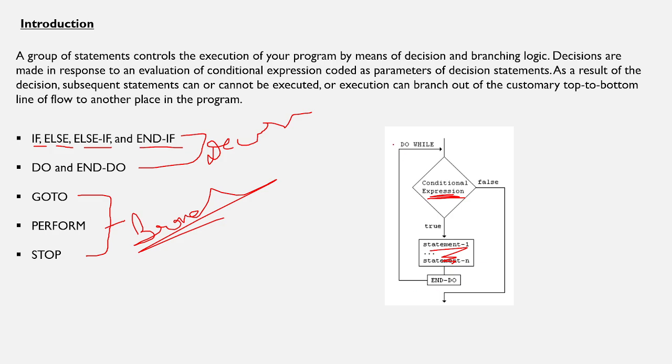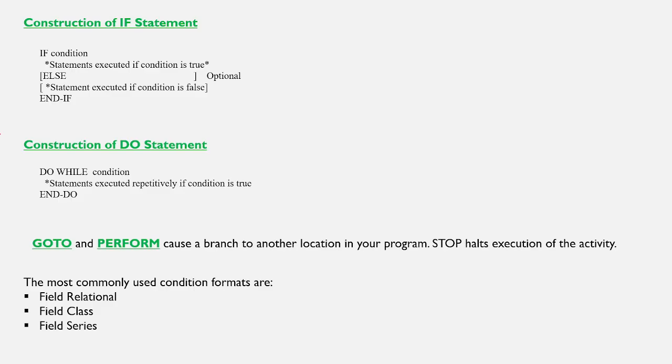And we have also mentioned the DO WHILE here. If we have only one record, then we can check with the IF, but if we want to check a number of records, then we can use the DO WHILE. Next, construction of the IF statement. How is the IF statement made? If the condition is true, then the statement will execute, else the other statement will execute in case of false.